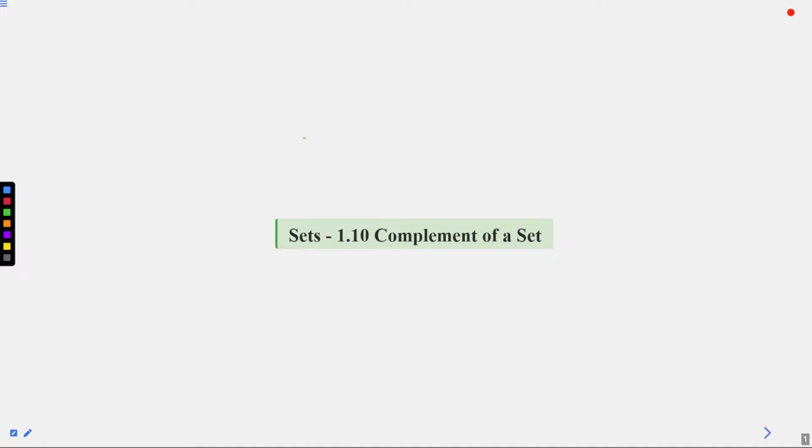So in today's session we will be seeing about complements of a set. Clear? And after this theory session we will be seeing some interesting and challenging problems related to the theory we have done so far. Okay? So let me start.